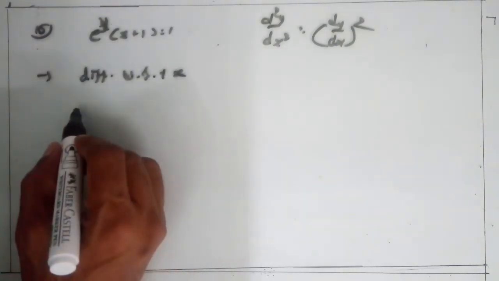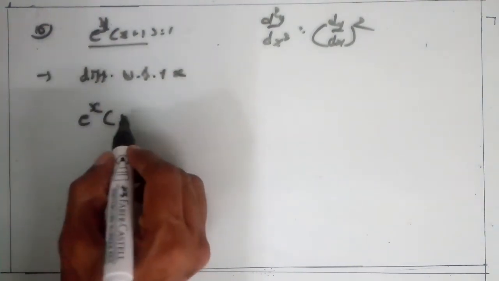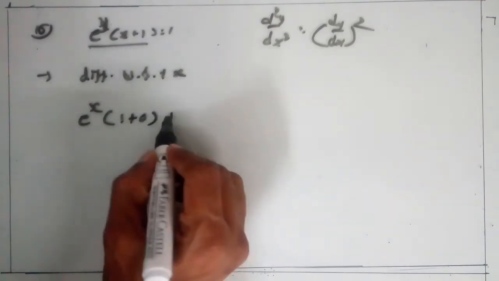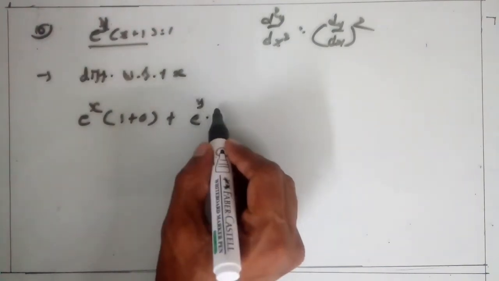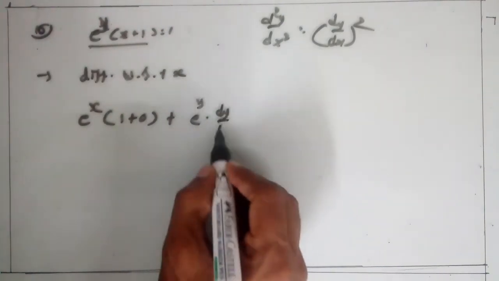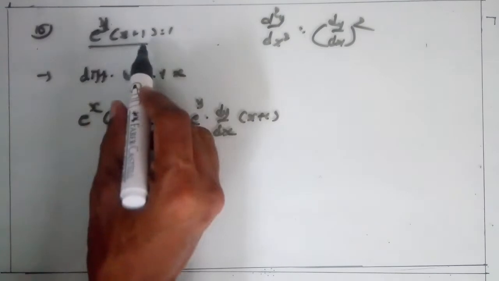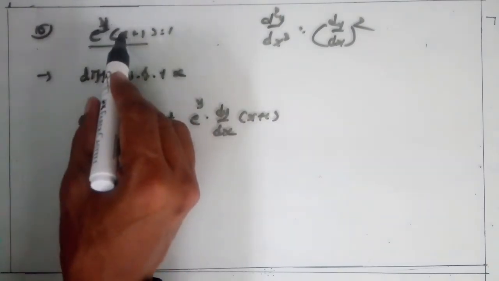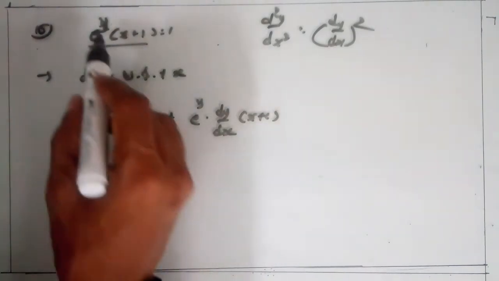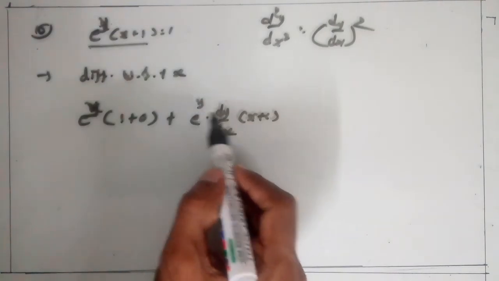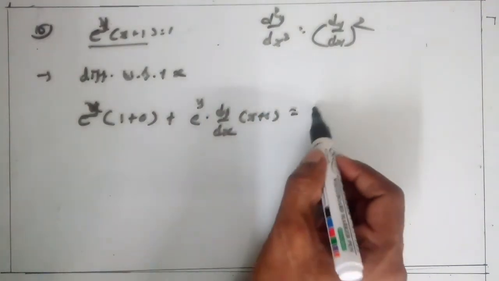We get e raised to y into derivative of x, which is 1, plus derivative of 1 is 0, plus derivative of e raised to y is e raised to y into derivative of y with respect to x, which is dy dx. Clear? Into x plus 1. That is, we apply the multiplicative law. First derivative of x plus 1 into e raised to y, this is e raised to y. Clear? And the derivative of e raised to y is e raised to y into dy dx into x plus 1 is equal to derivative of 1, which is 0. Clear?